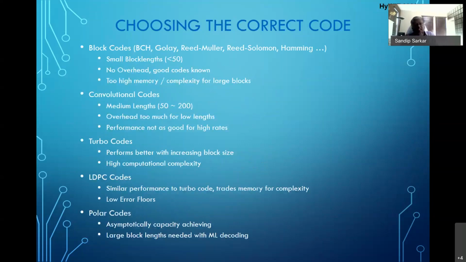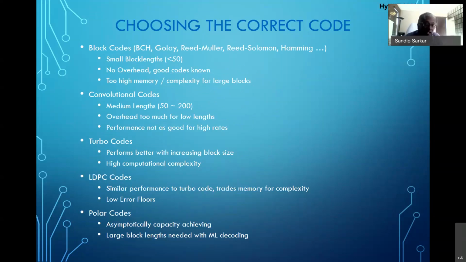As a result, we have a whole lot of choice of which codes to choose. There are all kinds of block codes: the well-known BCH codes, Golay codes being the only perfect codes that we know, Reed-Muller codes, Reed-Solomon, Hamming. By perfect codes, we mean that the spheres are perfectly packed.